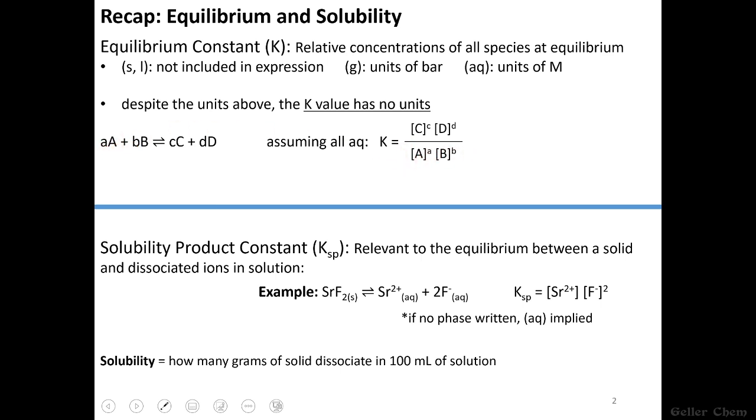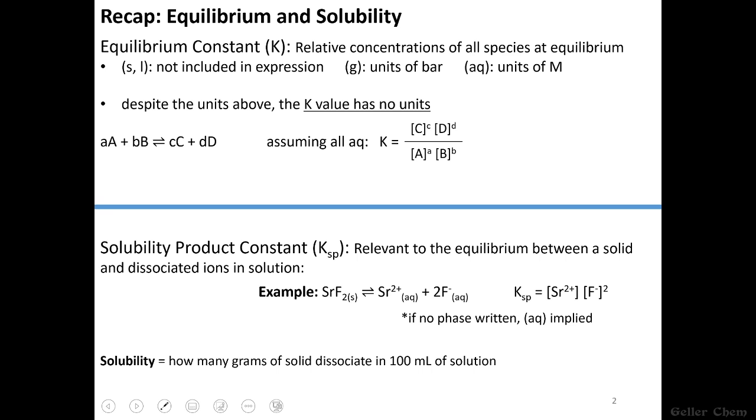We then covered a specific type of chemical equilibrium in which we described the solubility of a solid in water. In this type of equilibrium, a solid in water dissociates into its constituent ions. And then these ions start reacting together to reform solid, and an equilibrium is reached. And the equilibrium constant for this type of reaction has a special subscript that stands for solubility product, in other words, KSP. And from this value, we can determine the solubility of the solid, which is defined as how many grams of solid dissociate in 100 milliliters of solution.